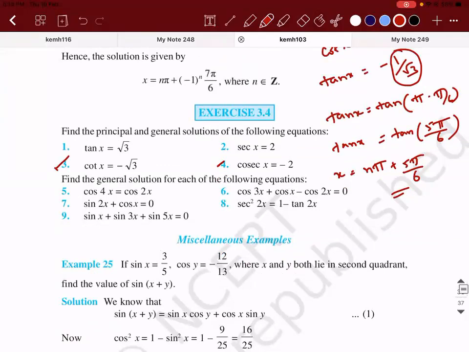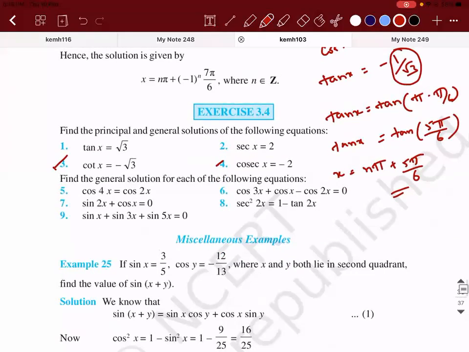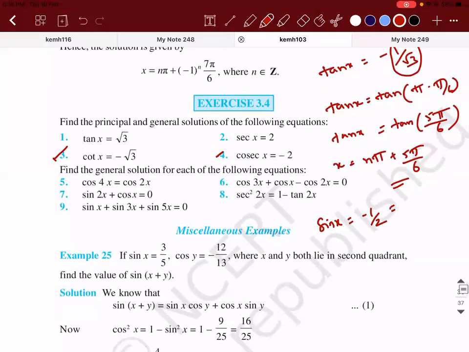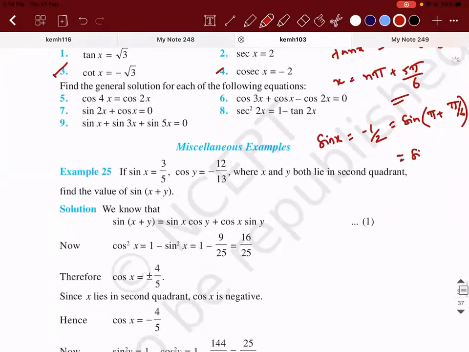So we'll do one last problem. Cosecant x is equal to minus 2. Then sin x is equal to minus half. So sin x is equal to minus half means sine of how much, guys? What is the acute angle? Pi by 6. Since sine occurs to become negative value for the first time in the third quadrant, it will be pi plus pi by 6. It is sine of 7 pi by 6. And this is sin x. So x will be how much? N pi plus minus 1 power n into 7 pi by 6. That's it.